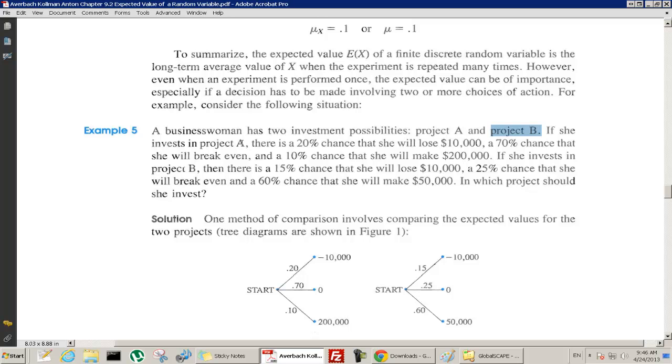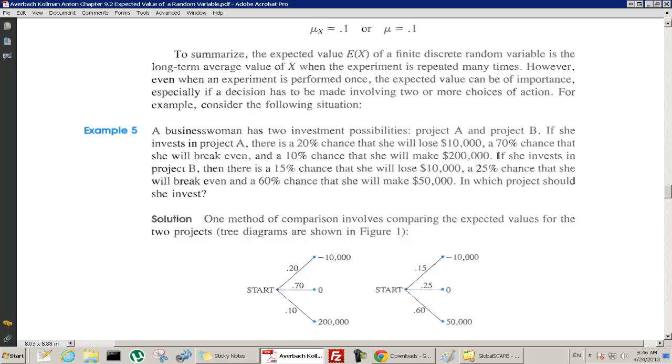If she invests in Project A, there's a 20% chance that she will lose $10,000. There's a 70% chance that she will break even, meaning she won't lose and she won't gain anything. And there's a 10% chance that she will make $200,000. So there's a small chance with a big upside.